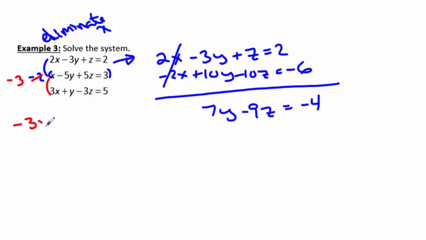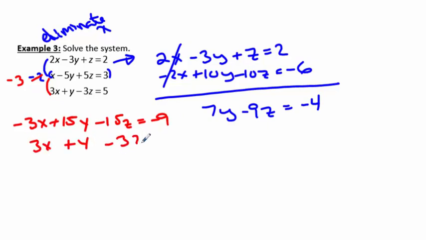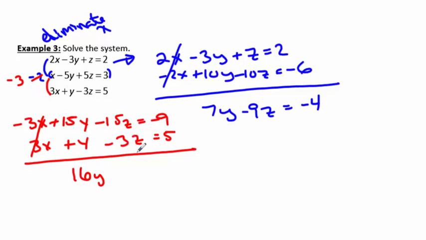It's going to be negative 3x plus 15y minus 15z equals negative 9. Add that to the bottom equation, which was 3x plus y minus 3z equals 5. When you add them up, the x's are going to eliminate. And that's going to give us 15y plus y is 16y. And negative 15z minus 3z is negative 18z. And then the negative 9 plus 5 is negative 4.